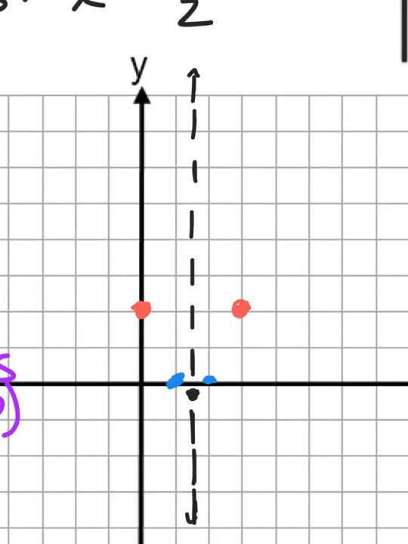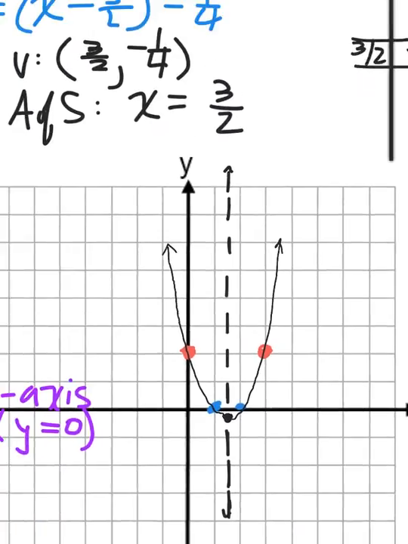So, nice smooth curve through all 5 of these points. Nice shaky curve through all 5 of these points. And that's your parabola.